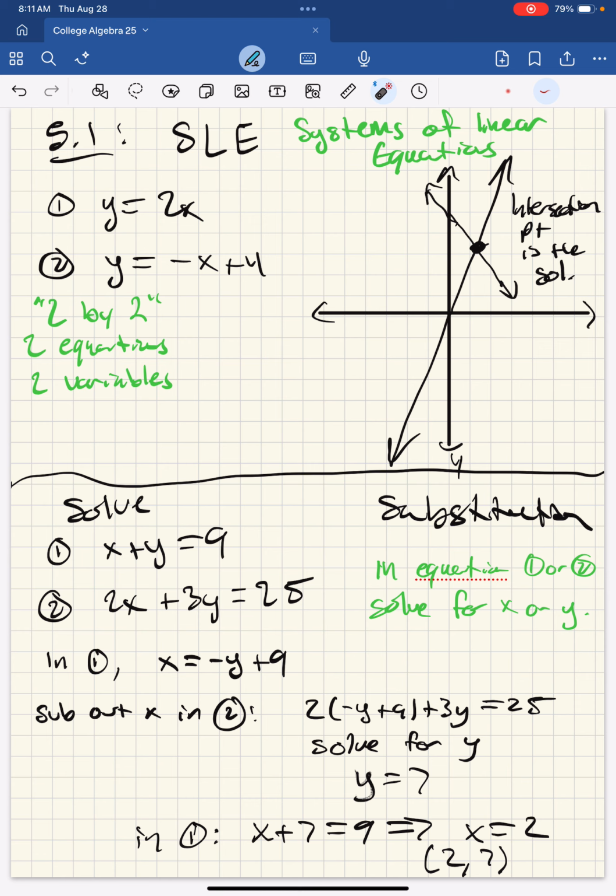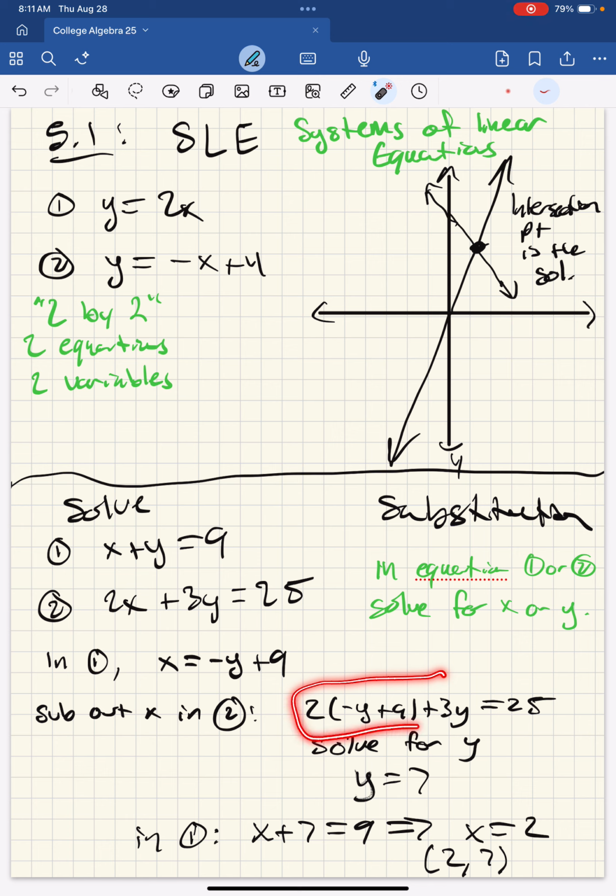So I added y to both sides of equation 1, and I got x equals negative y plus 9. So this negative y plus 9 needs to be substituted in for x in equation 2. If you substitute this back into equation 1, you will just get a redundant statement. You'll just get 0 equals 0 because you're plugging that line into itself. So we're going to sub out x in 2. So I've got 2 times the quantity negative y plus 9 plus 3y equals 25.